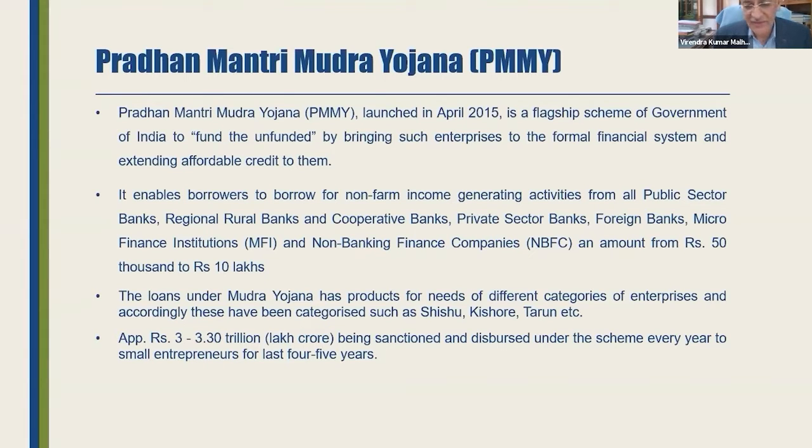It has different types of schemes to cater to different kinds of beneficiaries, and approximately 3 to 3.30 trillion, which is lakh crore, is being sanctioned or disbursed under the scheme every year to small entrepreneurs for the last 4 to 5 years.